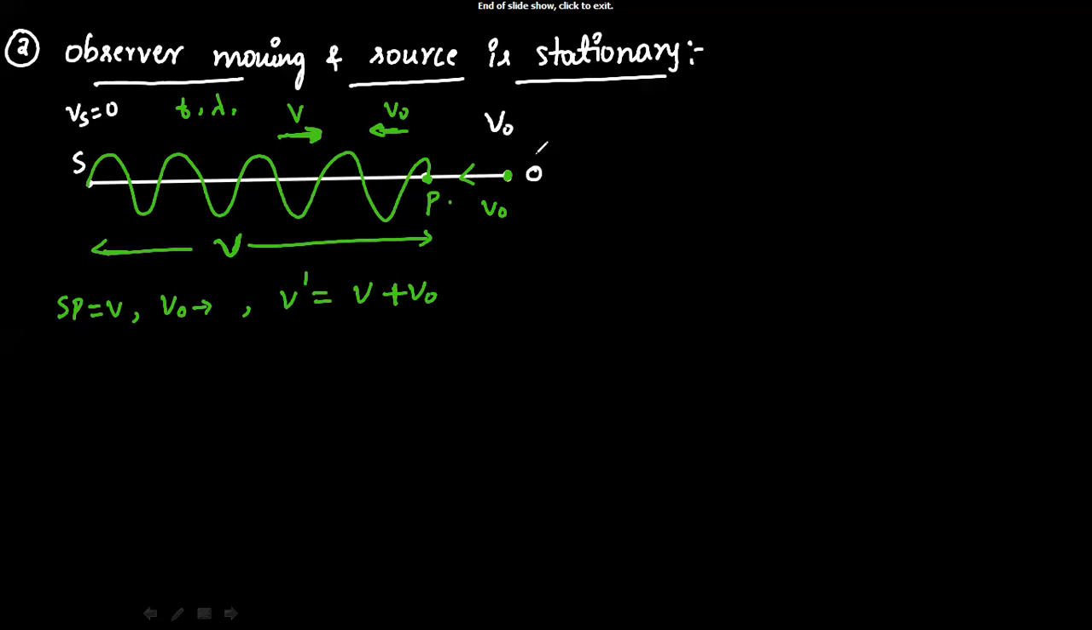The relative velocity between the velocity of sound and the velocity of the observer is given by v dash equals v plus v naught. Now we need to find f dash. What is the formula? The wavelength does not change, because the sound waves are at point P and the observer is moving towards point P. So v equals f lambda, so f equals v by lambda.